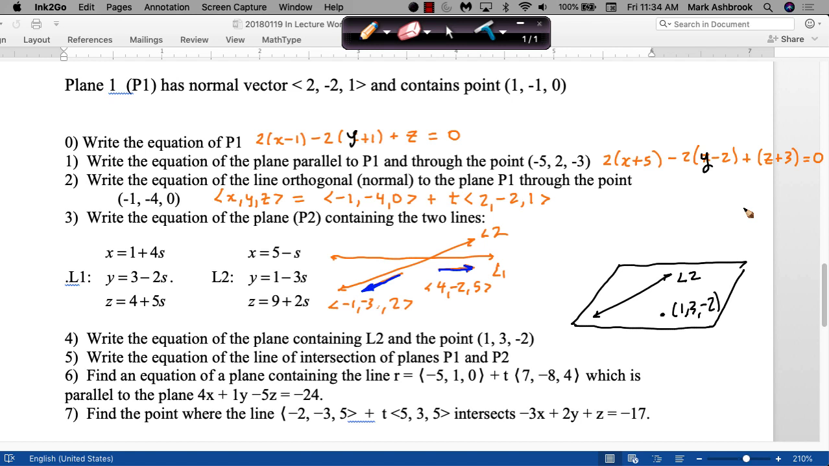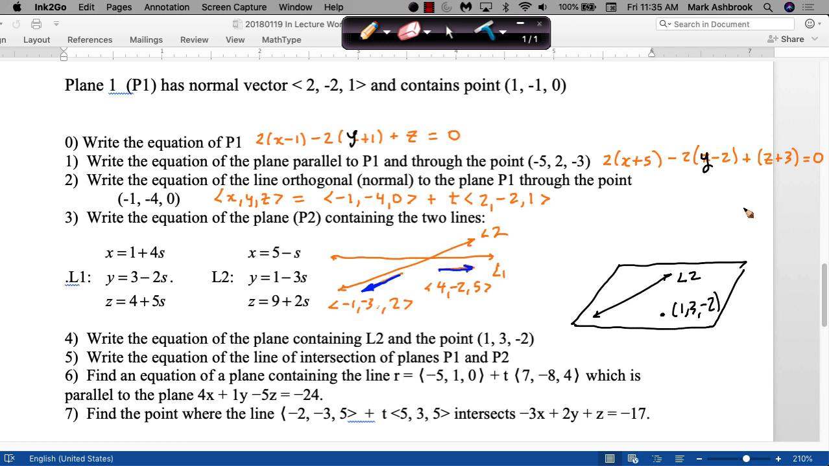So now I've set up some pictures for 3 and 4. L1 and L2 are not parallel. We can see that by the coefficients here. The direction vectors of L1 and L2 are not parallel. So if there is a plane, which I'm assuming there is, then these have to be intersecting lines. If they're skew, there'd be no plane. So it's going to be the plane containing those two intersecting lines.